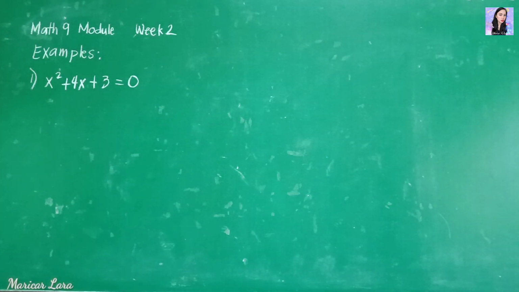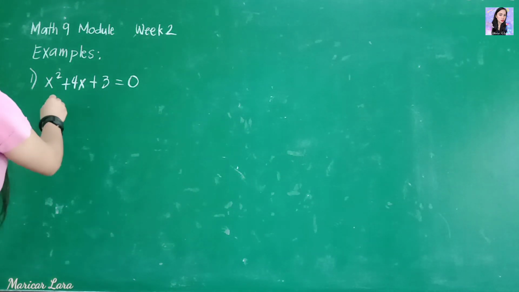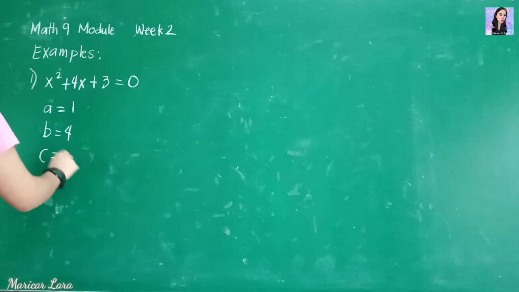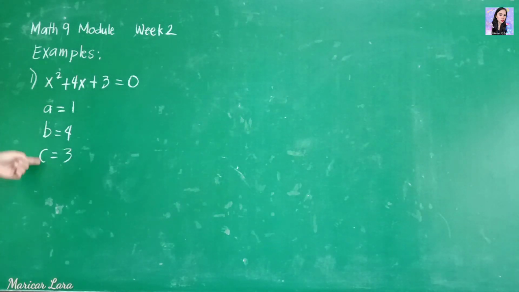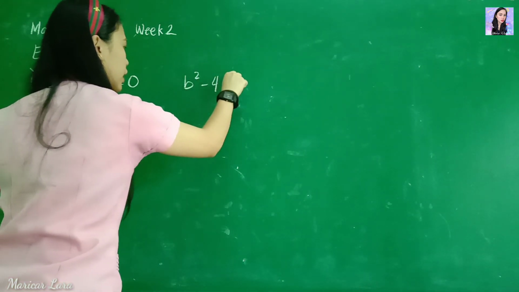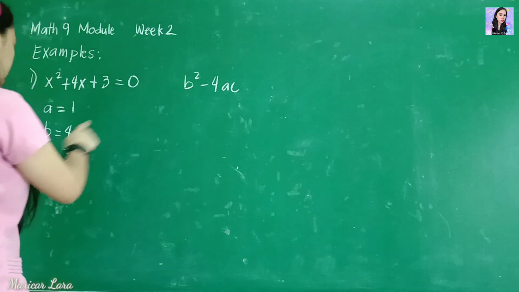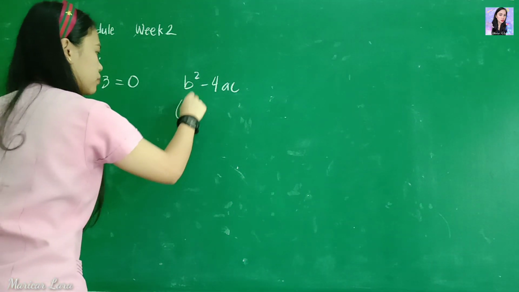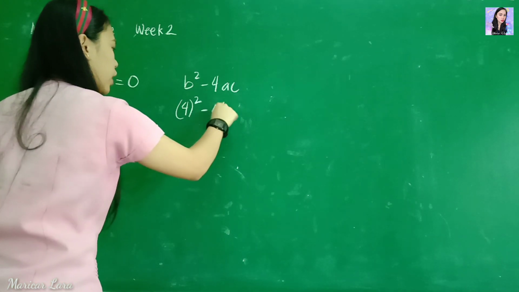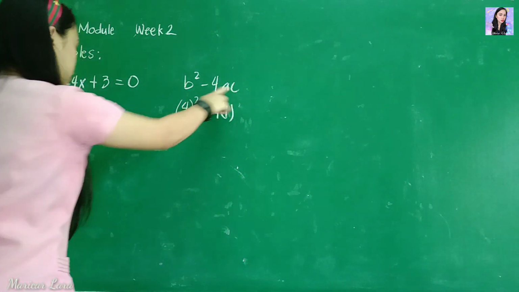Okay, so let's have x squared plus 4x plus 3 equals 0. So, first step, kunin muna natin ang A, B, and C. So, ang A natin ay 1, ang B ay 4, ang C ay 3. And then, these values, we will just substitute it in B squared minus 4AC. So, ang ating B ay 4. So, magiging 4 squared siya. And then, 4 times 1 ang A. And then, ang C ay 3.